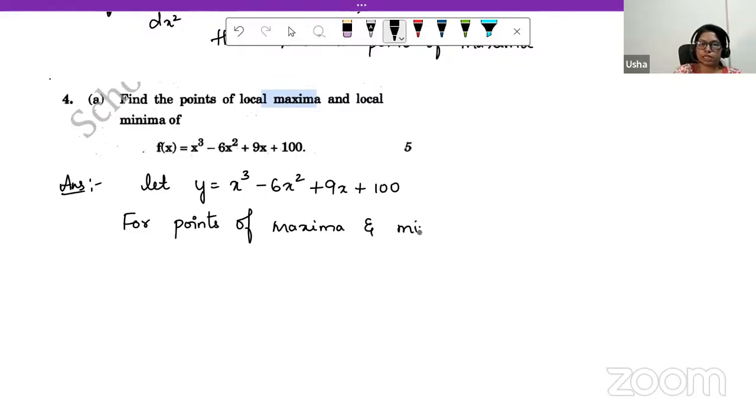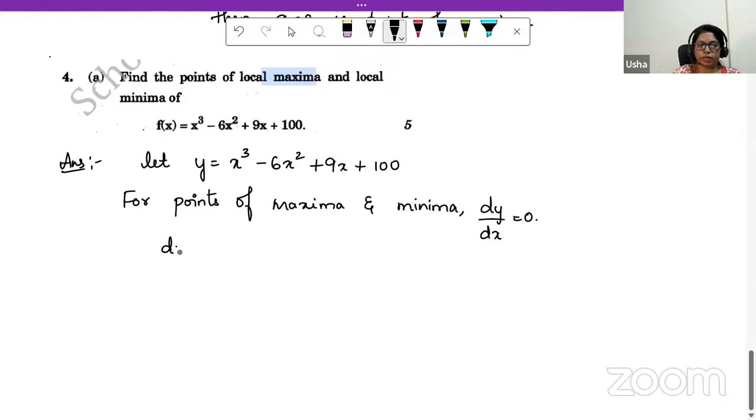For points of maxima and minima, dy by dx is equal to 0. So first find dy by dx, that is the derivative of this function. The derivative of x cube is 3x square, minus 6x square gives 12x, plus 9. This is dy by dx. And then you have to take it as equal to 0.